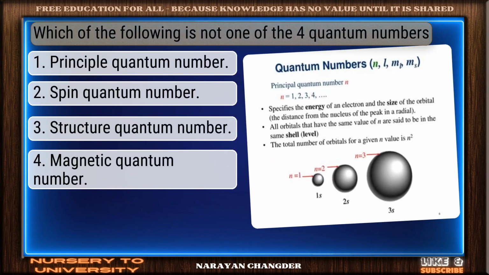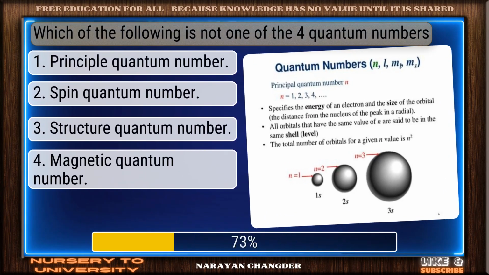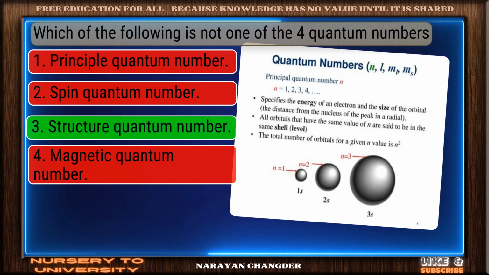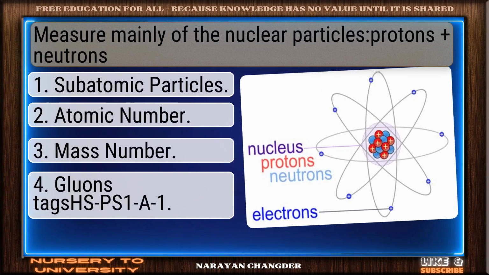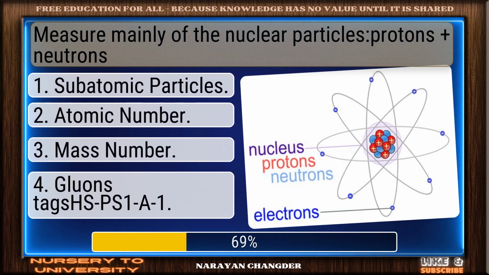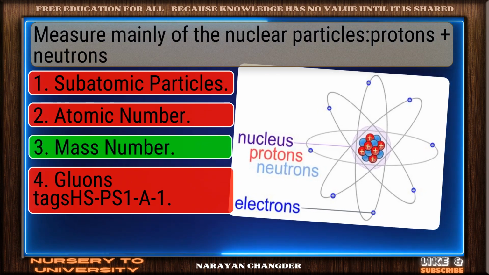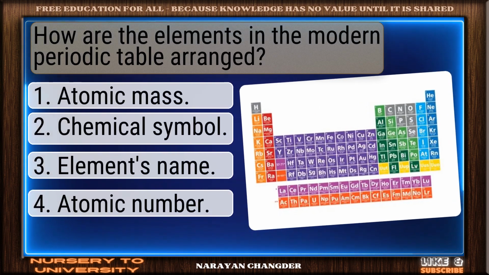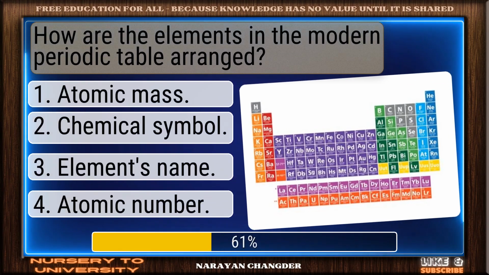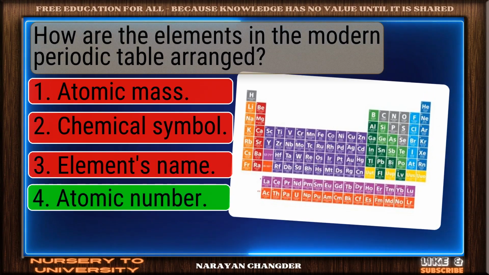Which of the following is not one of the four quantum numbers? You chose structure quantum number, and it is correct. Measure mainly of the nuclear particles, protons plus neutrons. Perfect. Mass number is the correct choice. How are the elements in the modern periodic table arranged? Good thinking. Atomic number is the right answer.